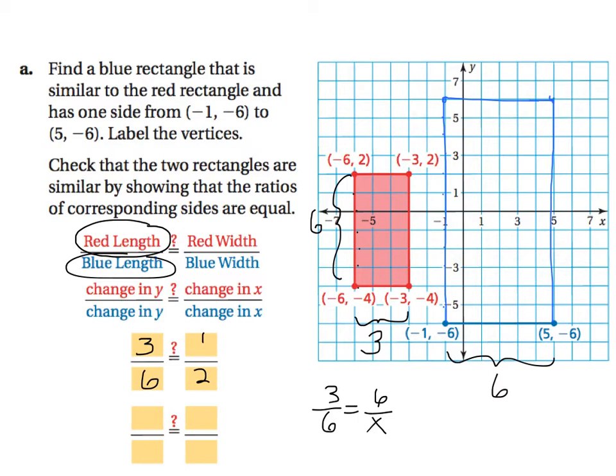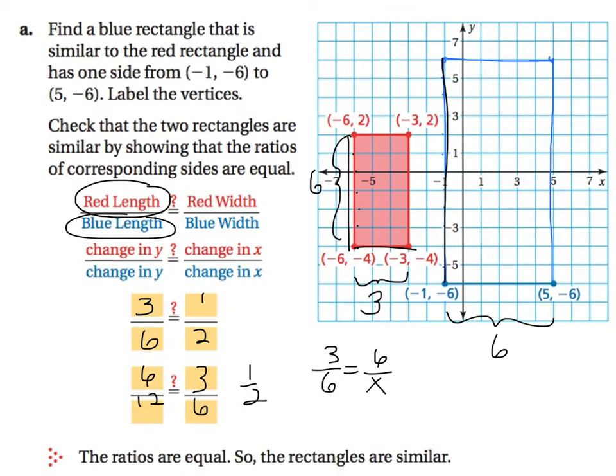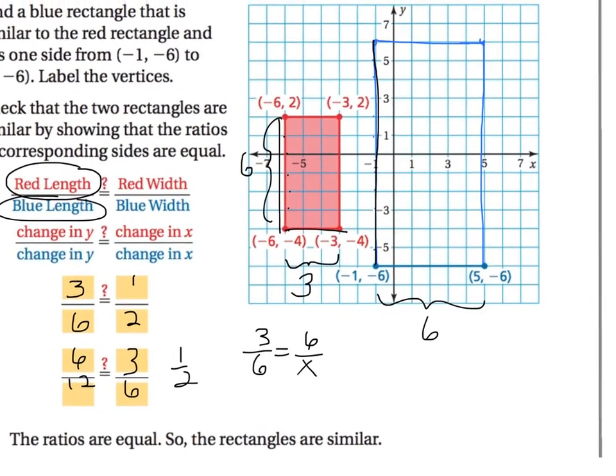Now what do we know? Change in y over change in y. So change in y, that's 6/12. Change in x, that's 3/6. They're equal. So yes, these are similar. And we'll move this up. So the rectangles are similar. However, we're going to go one step further here. I'm going to move this over.